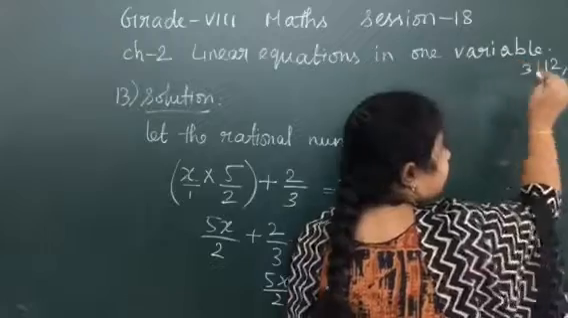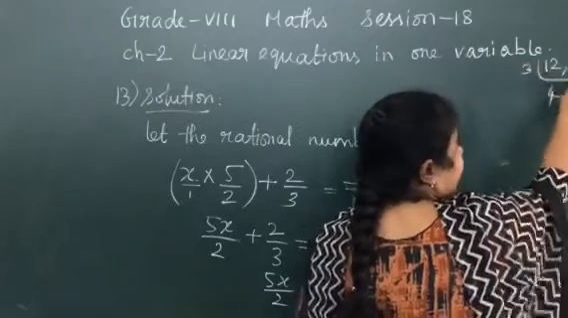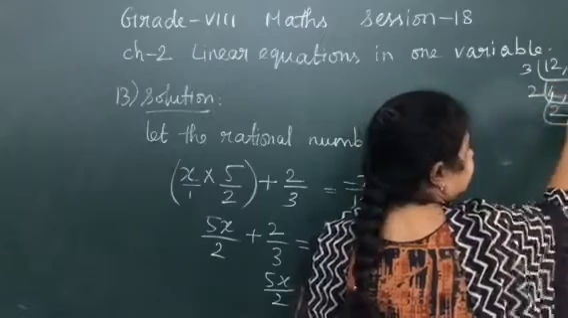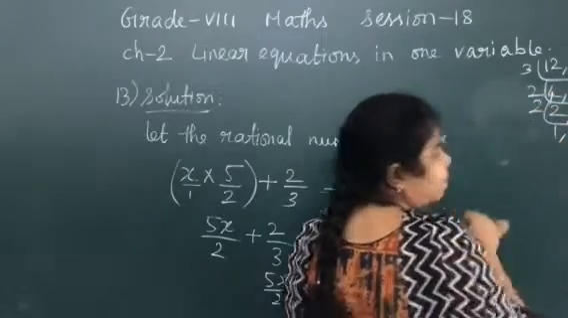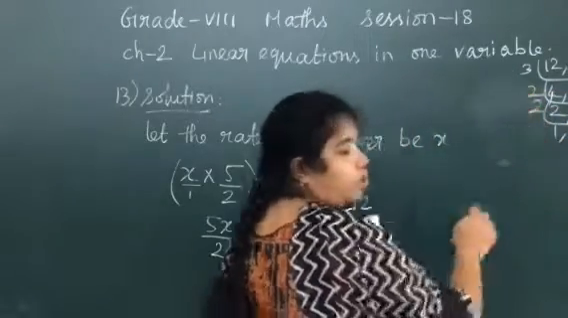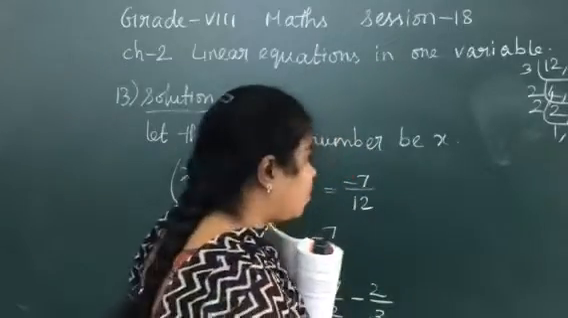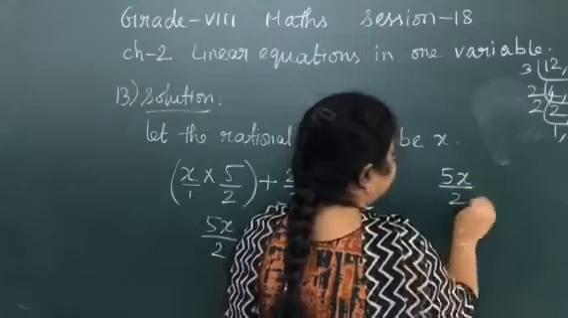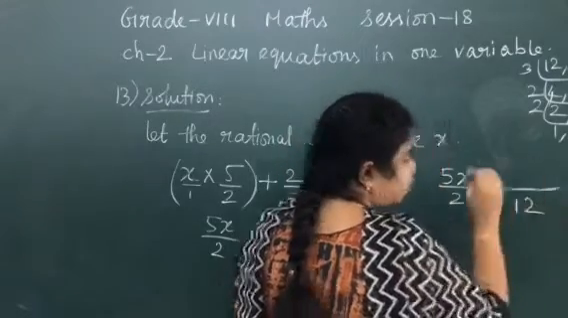LCM, how will you take it? Third table: 4 times 12 and 1 time 3. Again second table: 2 twos are 4, 1; again 2, 1, 1. So 3 into 2 into 2 is obviously 12. So what is the LCM here? 5x/2 is equal to, the LCM is 12.